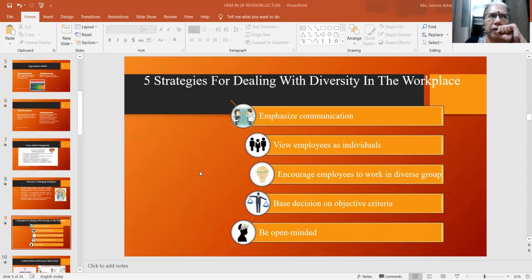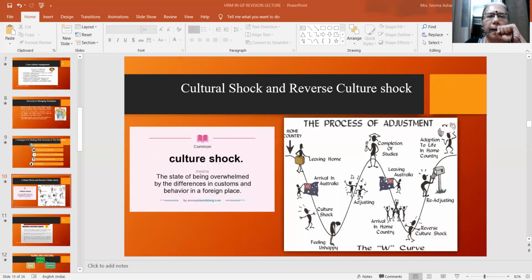The HR manager should be very open minded, systematic, and base decisions on objective criteria. When the HR manager follows this, it will be easy to handle diversity in the workplace.